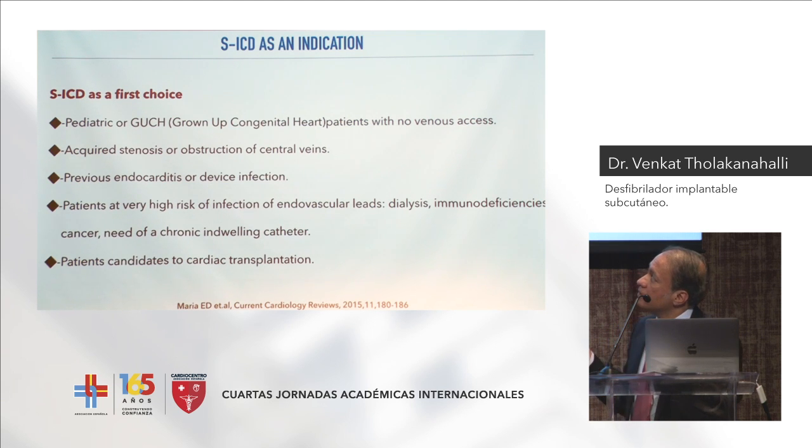So overall, the first choice is particularly the pediatric population. They keep growing. You need to be thinking in terms of placing a defibrillator in the intravascular space is a huge problem. And the grown-up congenital heart disease patients, where there is no venous access, this seems to be very, very promising. Surgeons used to place patches on the surface and multiple things. It can be avoided now.